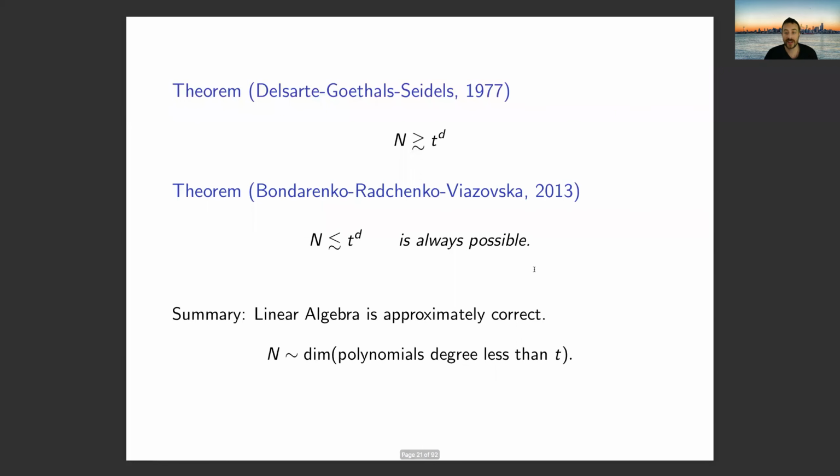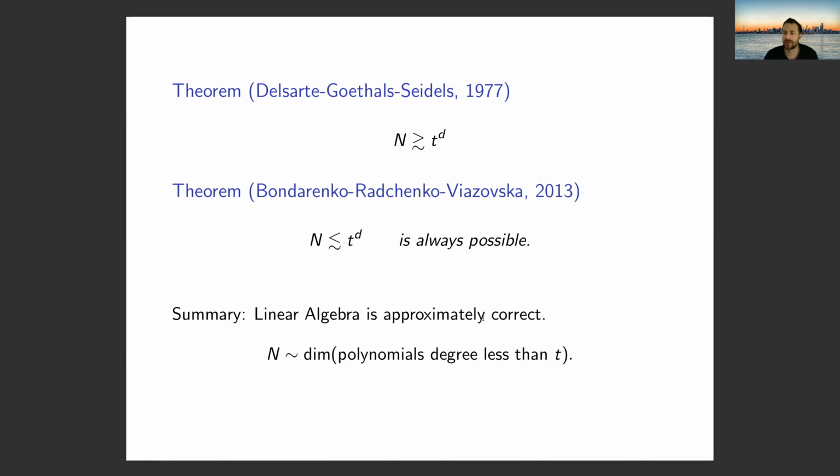And the answer is yes. There's a result from maybe 10 years ago that shows that you can always do the scaling as well. Again, there's a constant that's sort of missing. And this has been refined by various other people after that. But it turns out linear algebra is roughly correct. And if you want to do this, the vector space is roughly comparable to the number of points. Any questions up to now? We're good?